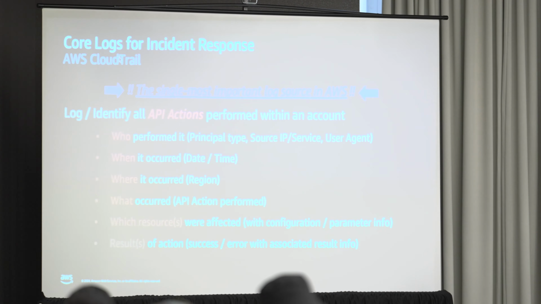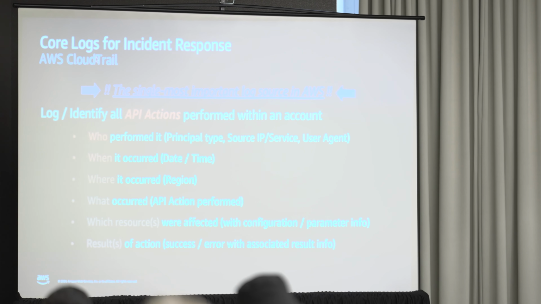CloudTrail. The single most important log source in AWS. I've got it underlined. I've got little arrows pointing to it. If you don't do anything else, please make sure when you go back and you take a look at your cloud environments, make sure that you have CloudTrail turned on. You get your first trail free. It is a regional service, so make sure you have it enabled in all accounts in all regions. If you just have one trail on, it is free.